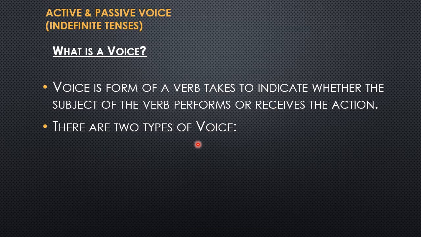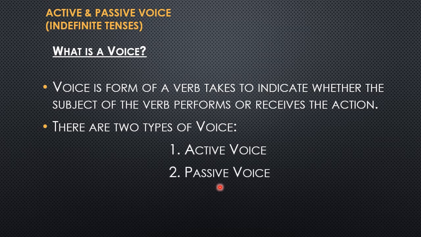Now there are two types of voice. Number one is active voice and number two is passive voice. In simple wording, the sentence which has an active subject is called an active voice, and the sentence in which the subject is passive is a passive voice. So let me tell you further about active voice and passive voice.